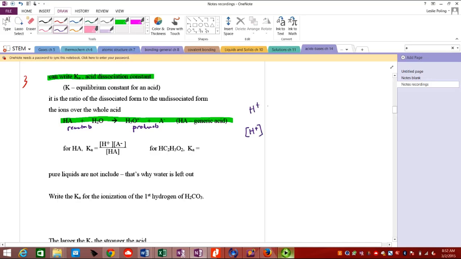And H plus does not equal H3O plus, but the concentration of H plus is equal to the concentration of H3O plus. So you'll sometimes see them both being used. So if we look here, our H3O plus, which H plus is the same thing, on top, our A minus on top, and our HA, the whole acid, on the bottom. Remember from our equilibrium chapter, pure liquids are not included. That's why we don't do water.